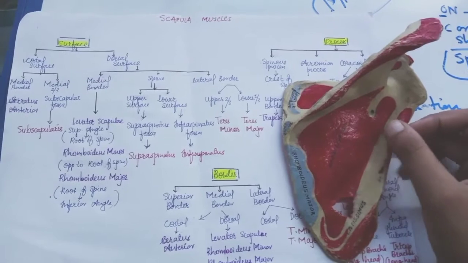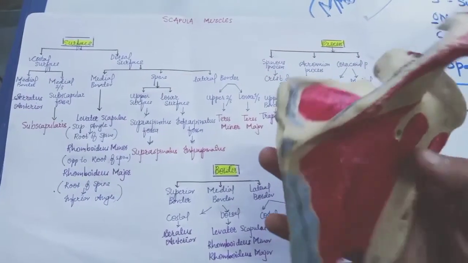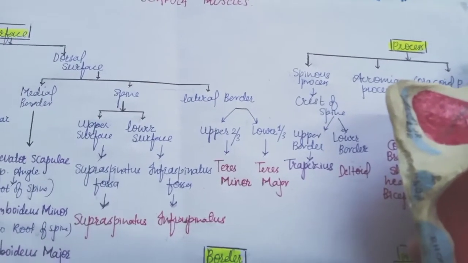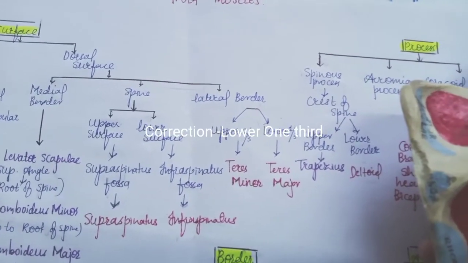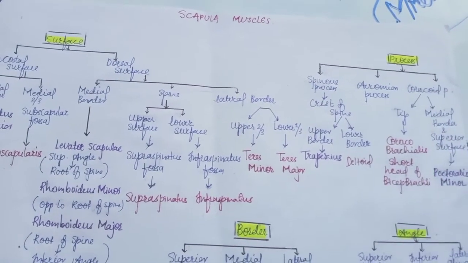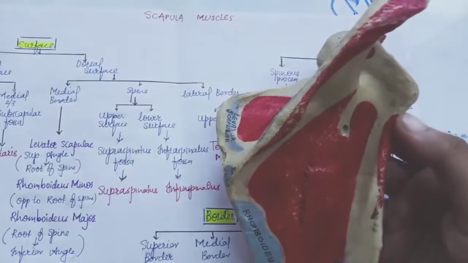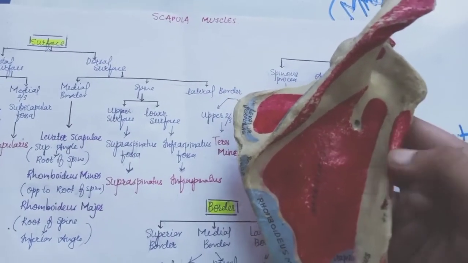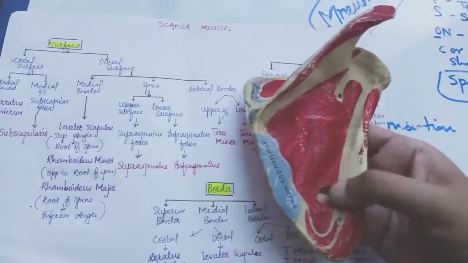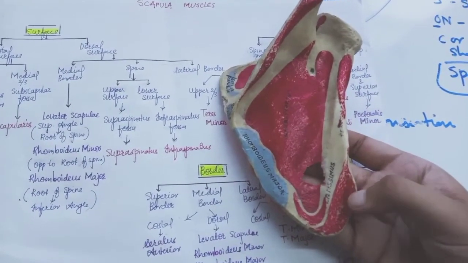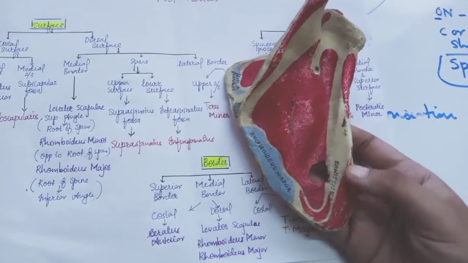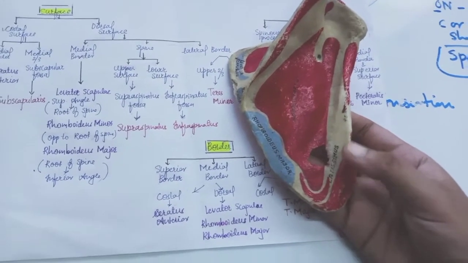Then this one is the lateral border: upper 2/3 and the lower 1/3. Teres minor arises from the upper 2/3 on the dorsal surface along the lateral border, and teres major arises from the lower 1/3 on the dorsal aspect of the lateral border.